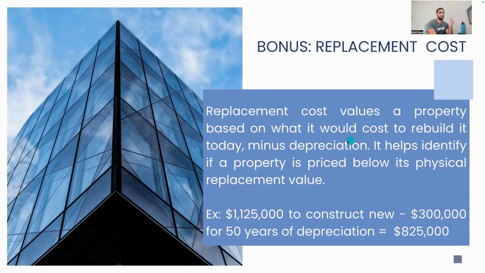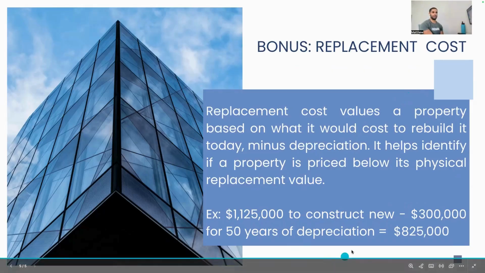And here's a quick example: you buy a property, you own it. Now you're trying to figure out what the value of it is using the replacement cost method. So to build a brand new property, it would cost 1.125 million to construct new, but you have about 300,000 for about 50 years of depreciation. If it was a 1975 property, you have about fifty years of depreciation. That would value the building at 825,000.